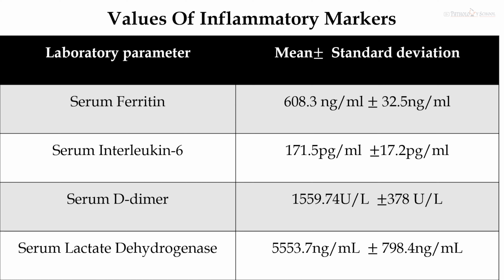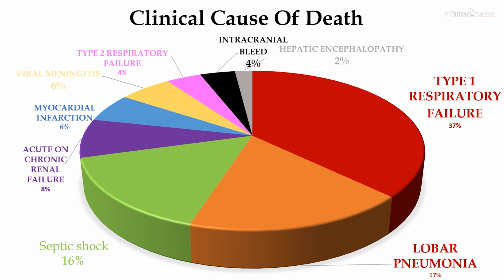The values of inflammatory markers in these patients were raised by more than 2 standard deviations. Pneumonia was the most common cause of death, indicating that the lung was a major organ involved in COVID, followed by septic shock, indicating that the increase in inflammatory markers was responsible for the septic shock. Next were acute and chronic renal failure, and the other causes of death were myocardial infarction, viral meningitis, type 2 respiratory failure, intracranial bleed, and hepatic encephalopathy.